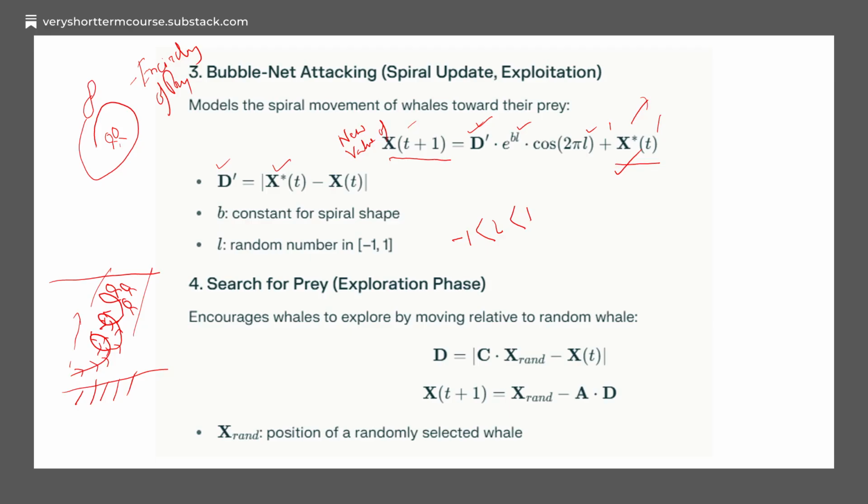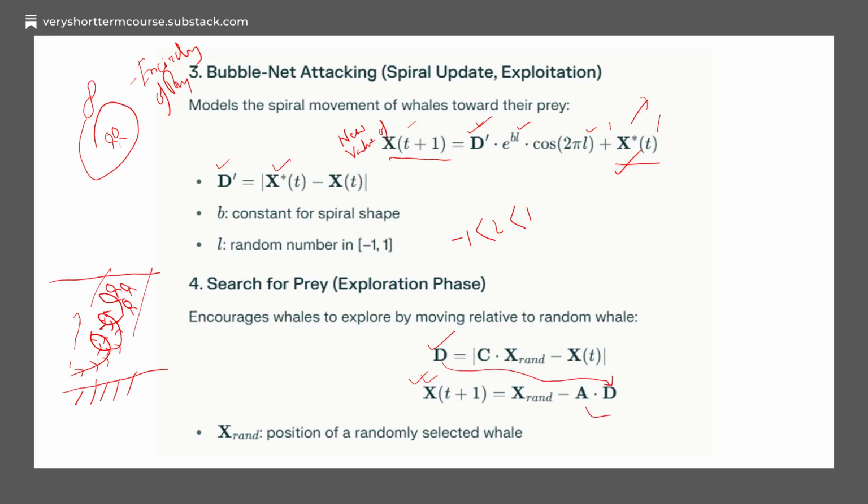Okay. Now this is the spiral update phase, the exploitation phase. Now come to your exploration phase. I have already discussed this in the search for prey exploration phase slide, where X random is a random value of x generated in the initial step, minus xt, the latest value of x, that will be equal to D, and this is the new value of x. So you put D here.